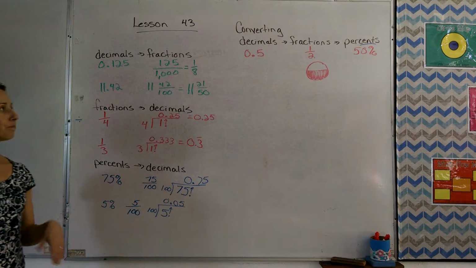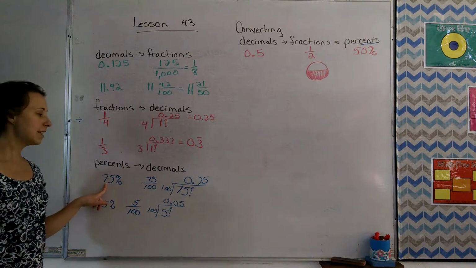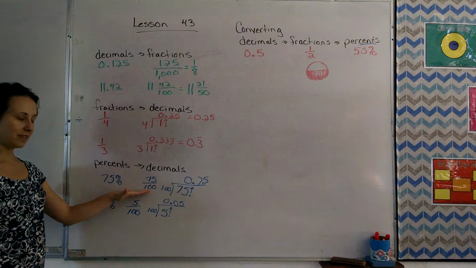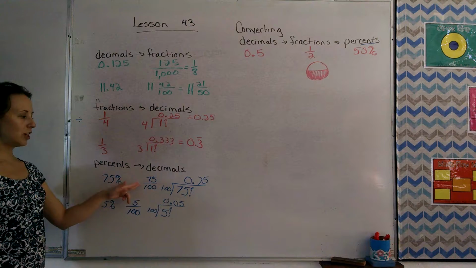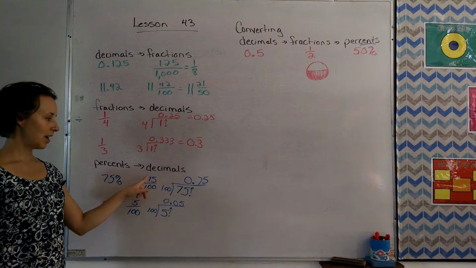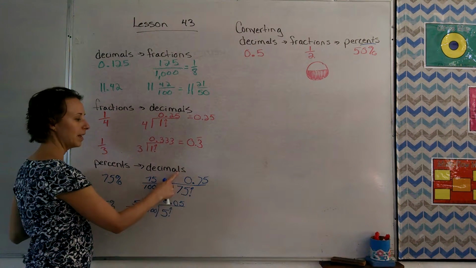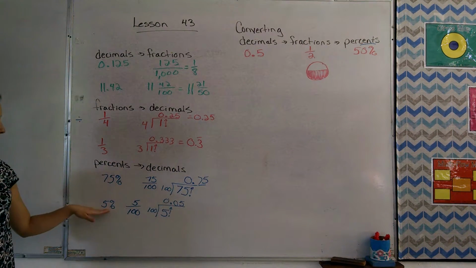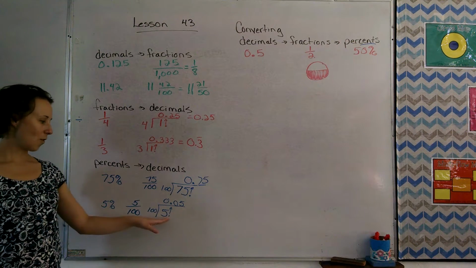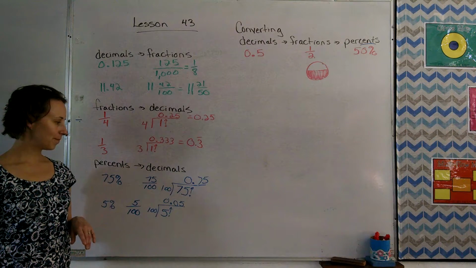Percents to decimals. Remember, percent means out of 100. So 75% means that I have 75 out of 100. Now that you know how to change it into a fraction, continue and change it to a decimal. 75 divided by 100 gives us 0.75. 5% is 5 out of 100, or 5 divided by 100, which is 0.05.